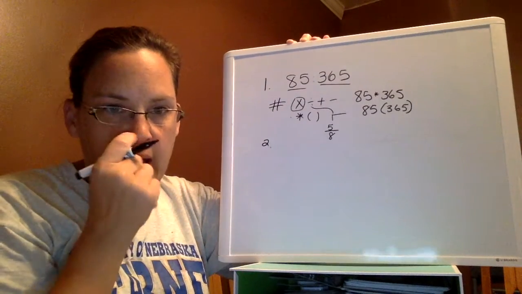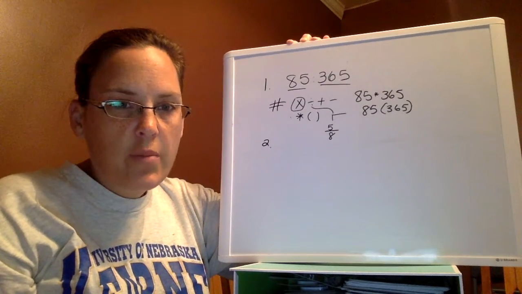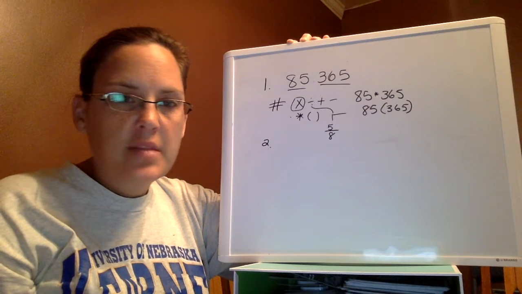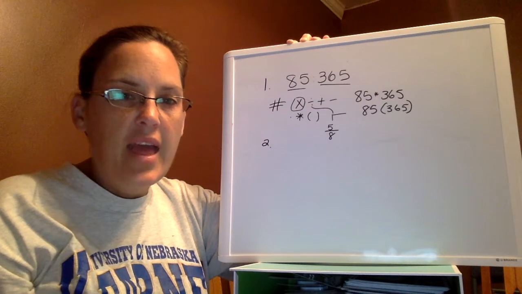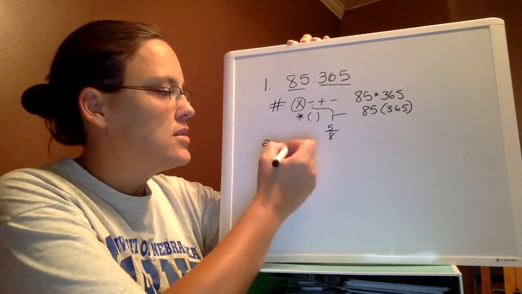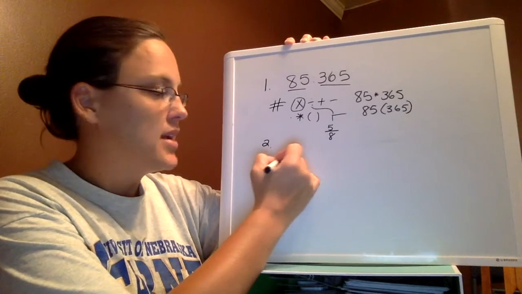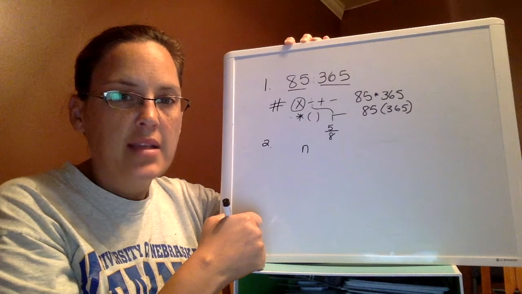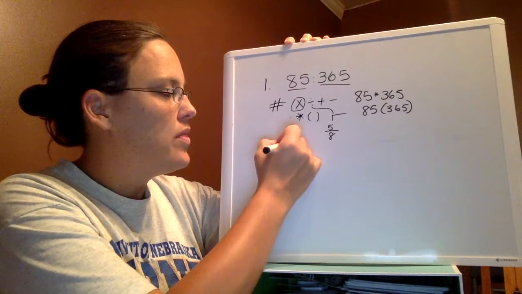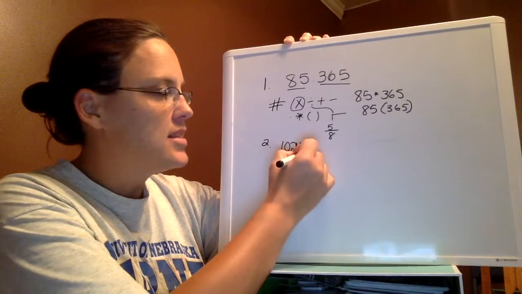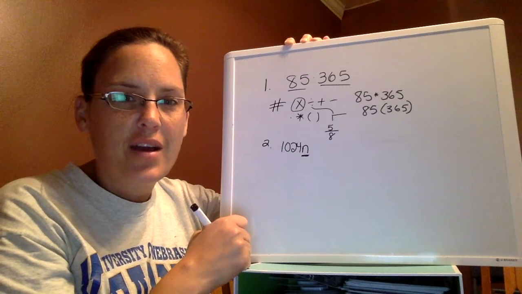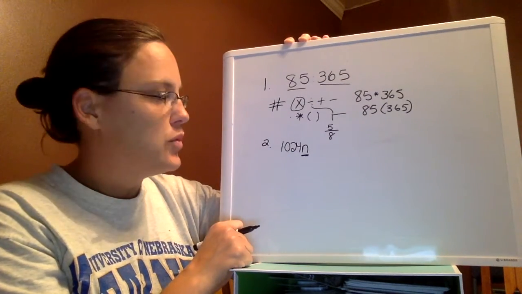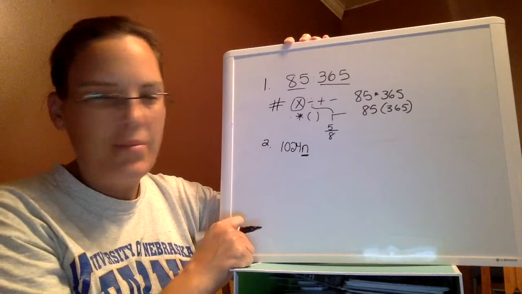For number 2, we have there are 1024 bytes in a kilobyte. Write an expression that describes the number of bytes in a computer chip with n kilobytes. This is going to be an algebraic expression because it has a variable n, and there are 1024 bytes in a kilobyte. So we're going to take 1024 times n, the number of kilobytes, to get the number of bytes. So the answer to number 2 would be 1024n. That would be the best answer.